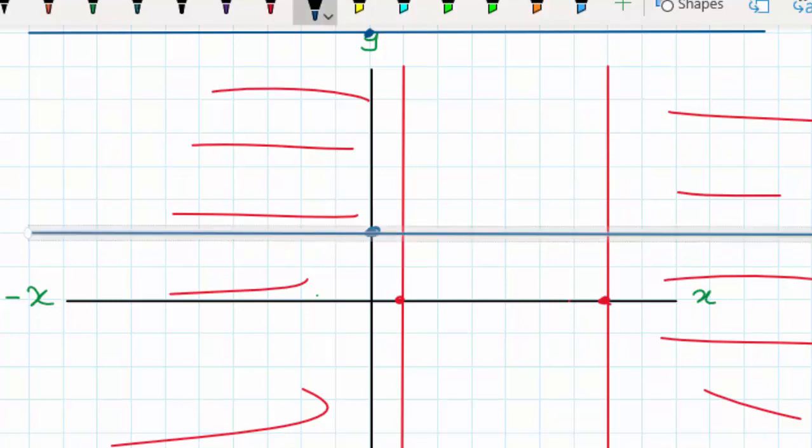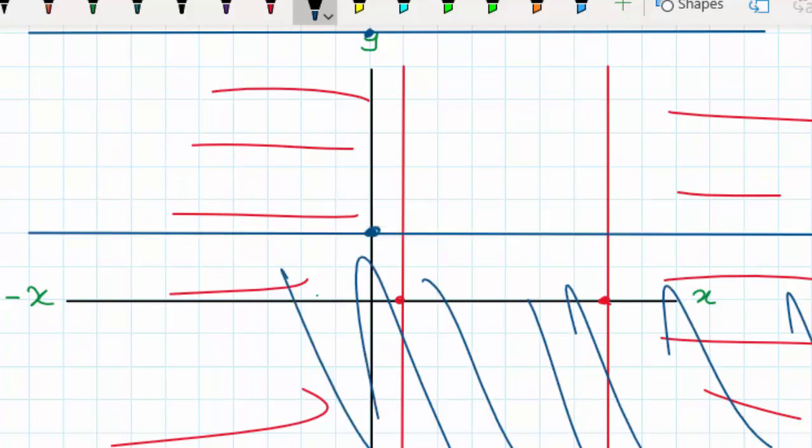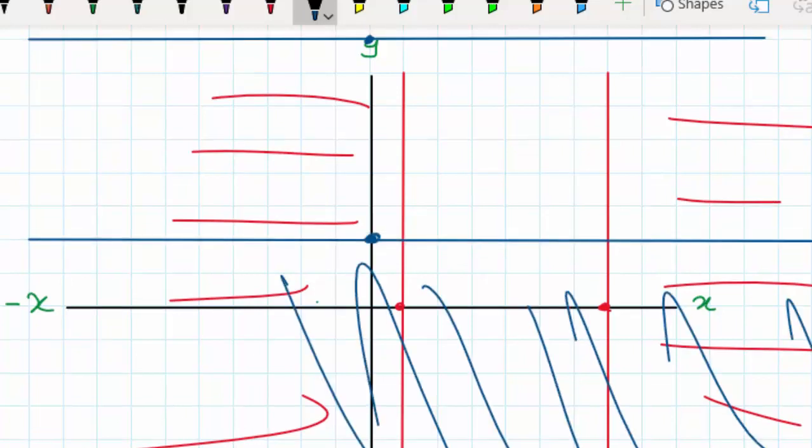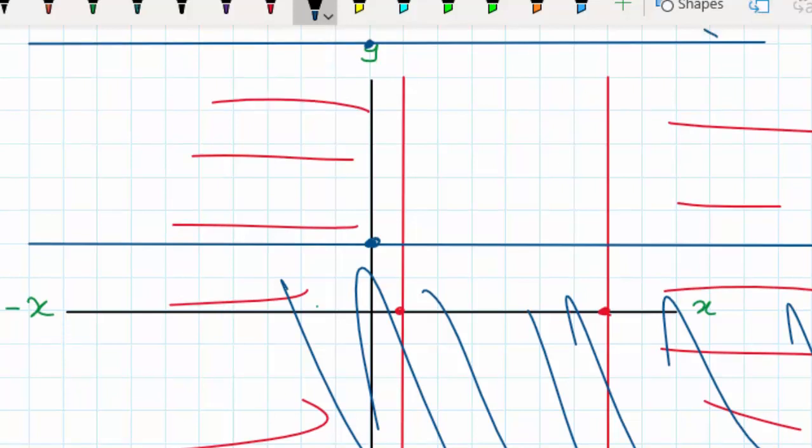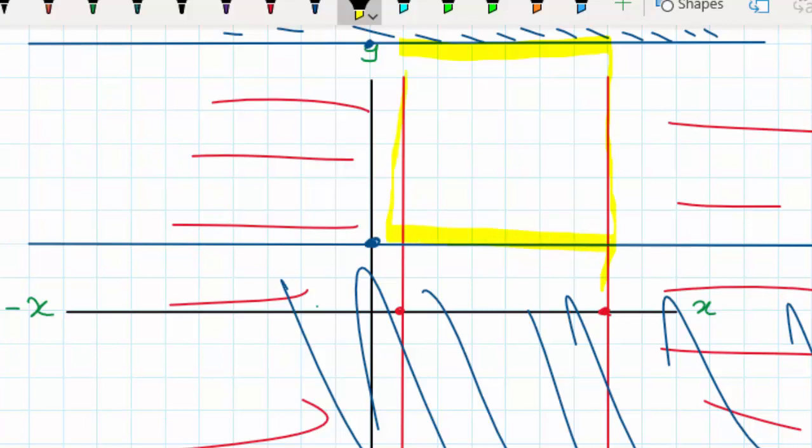Again, the shaded region. The shaded region is outside, and the shaded region for here is above this line. The only unshaded region is here. This is the unshaded region, which is the answer, because we shade the unnecessary parts from each inequality.